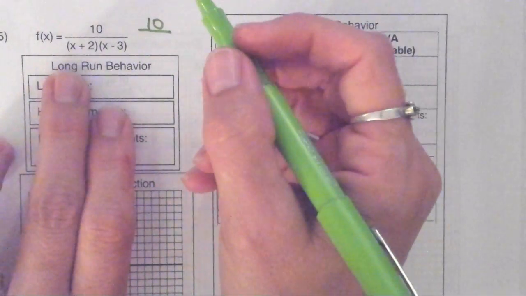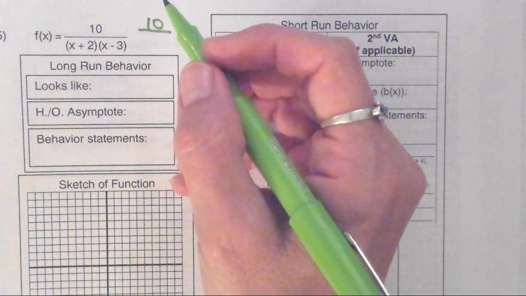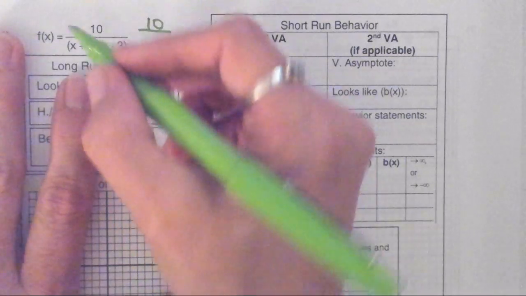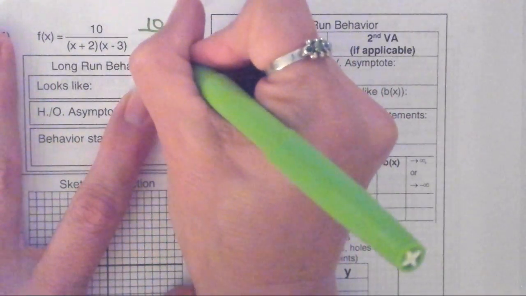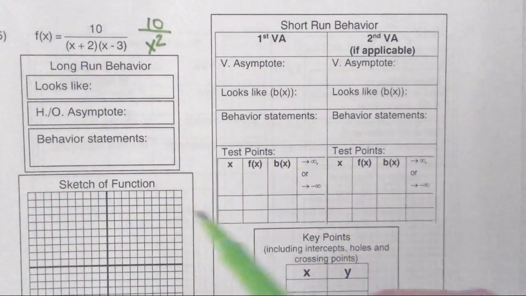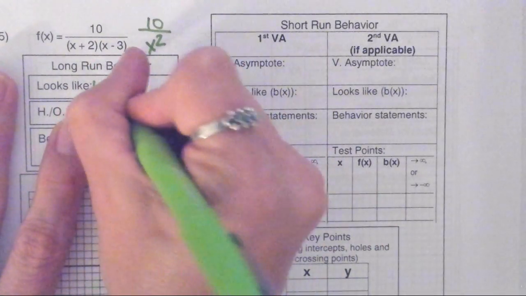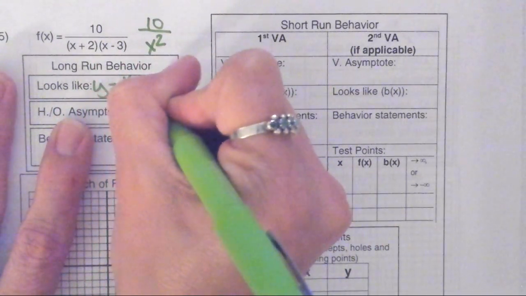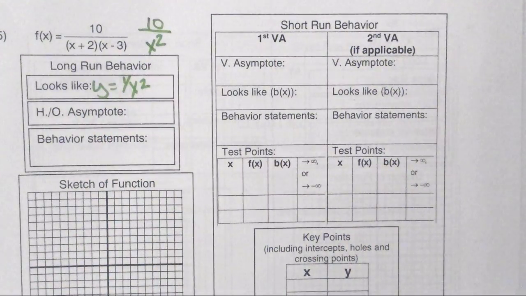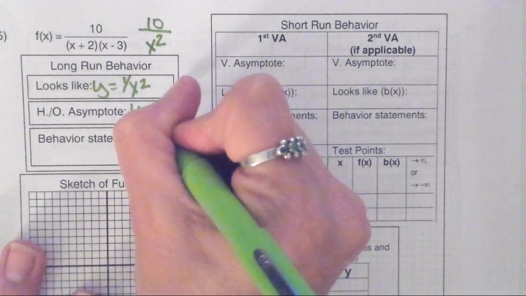It's x squared. I have to FOIL it. But do you need to FOIL it all the way out? No, you just really need to do those first 2 terms. So x times x is x squared. So a 10 over x squared is going to look like a 1 over x squared. And since I didn't do any division, I know I'm going to have y equals 0.